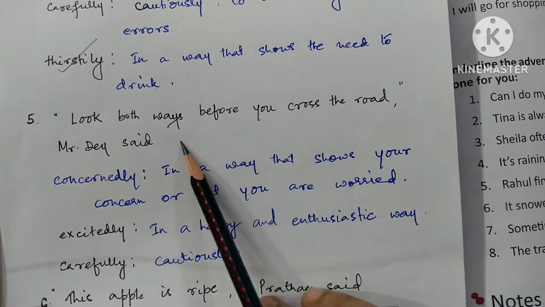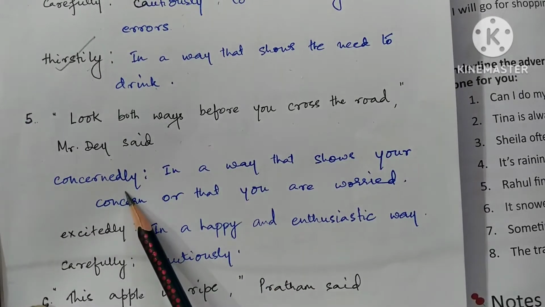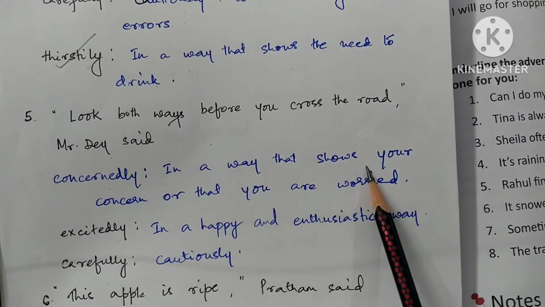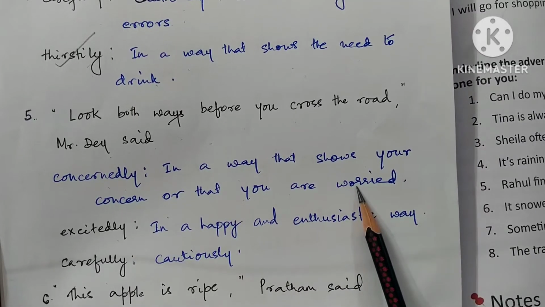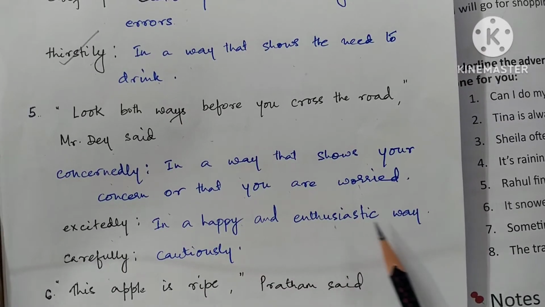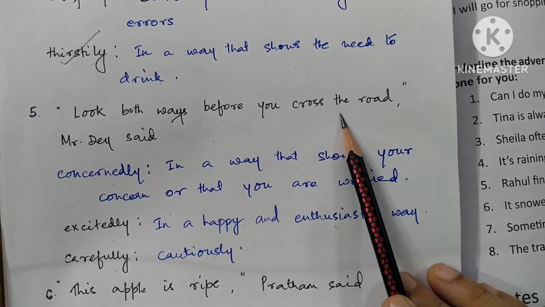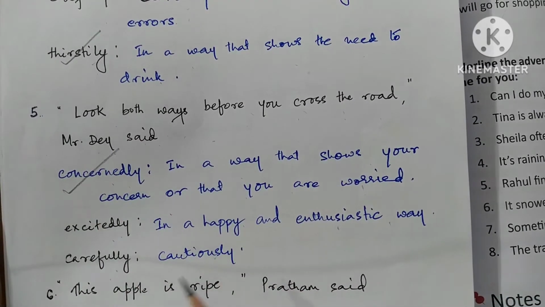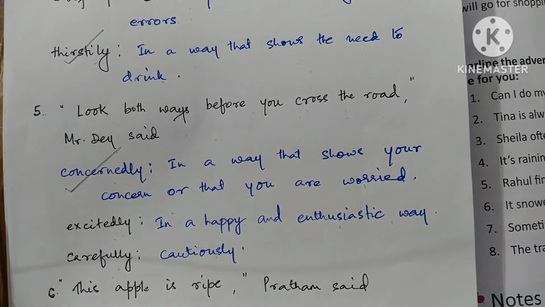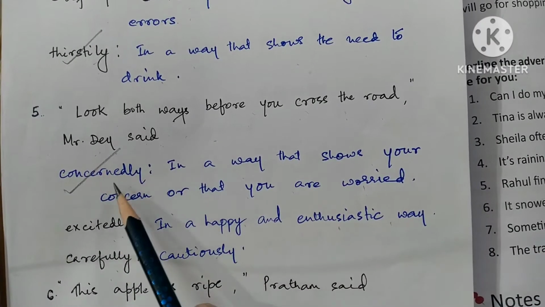Now, look both ways before you cross the road, Mr. Day said. Concernedly, excitedly or carefully. Concernedly, in a way that shows your concern or that you are worried about somebody's well-being. Excitedly means in a happy and enthusiastic way. Carefully means cautiously. So look both ways before you cross the road, Mr. Day said concernedly, because crossing the road is a very important thing to do. While crossing the road, you have to be very careful. Therefore, Mr. Day was very concerned. So Mr. Day said concernedly.